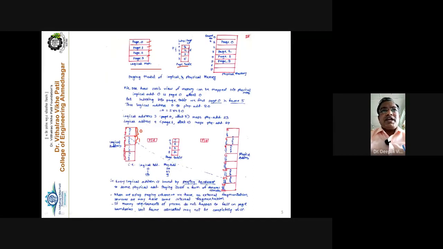So when we say that the page is loaded inside the frame, the meaning is that this particular logical address automatically gets bound to some physical address. The logical address must get bound to some physical address by transferring that particular page into the corresponding frame, depending upon the value given in the page table, right?